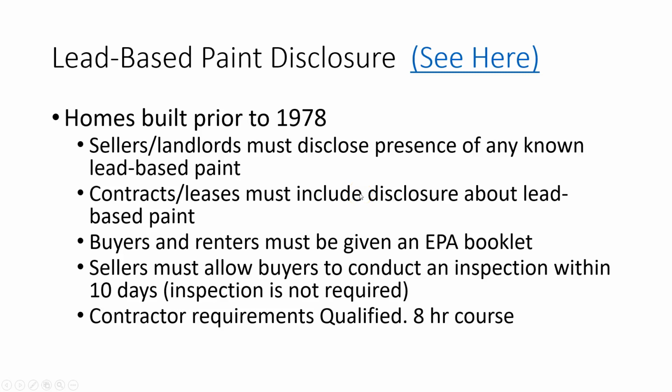And in the lead-based paint disclosure, the seller declares if they've got any reports or not have any reports on any lead-based paint contamination in their building. And also we make sure that the buyer gets an EPA lead pamphlet, and the buyers are allowed 10 days inspection to cancel the contract. And if you are a contractor mitigating any lead paint, then you have to have an 8-hour course to be qualified.